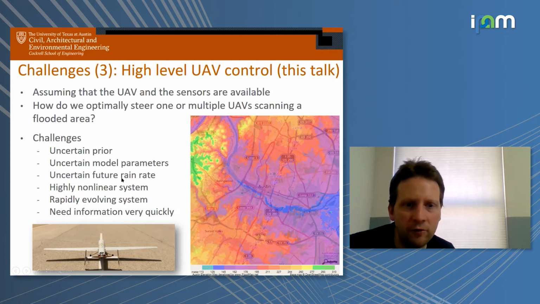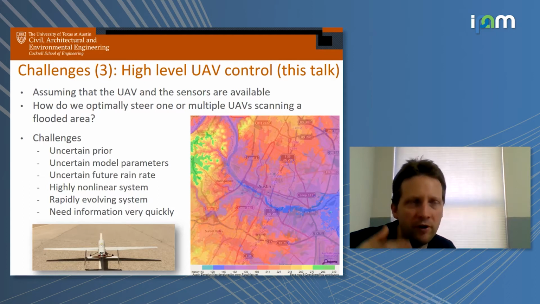We have uncertain future rain rates. These are the inputs of the model, and they are also uncertain. You don't know when the water is going to come from the sky and at what rates, and where the clouds are going to appear and form. The system is highly nonlinear, obviously, and you can see the transition very, very quickly.